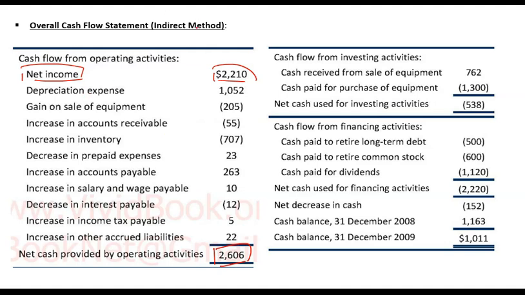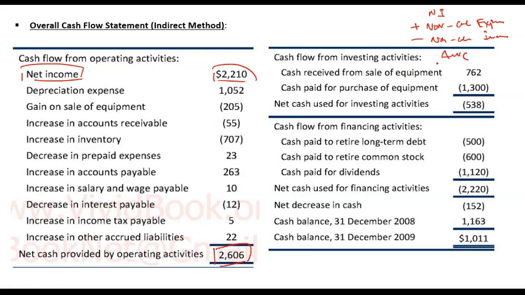So when we are using the indirect method, what are the adjustments? We start with net income. We add any non-cash expenses. Why? Because non-cash expenses are not cash outflows. So in order to get the cash figure, we adjust for this by adding the non-cash expenses. We subtract non-cash incomes, and then the next step is to make adjustments for working capital.